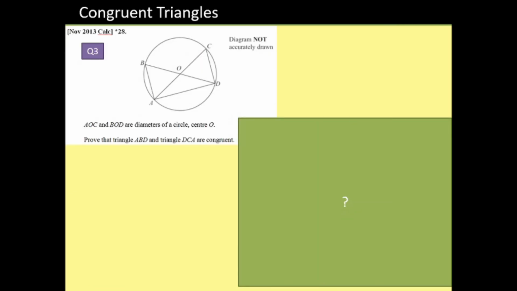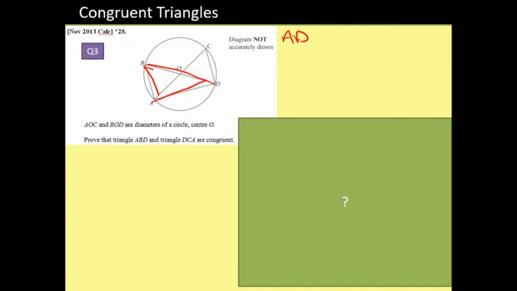Right, last one I'm going to do here, because I've done quite a few examples. Right, AOC and BOD are diameters of the circle, so they're definitely the same length. And if O is the centre, we know that BO, OC, OD and OA are all radii. Prove that ABD and ACD are congruent. I'm actually going to draw this in.